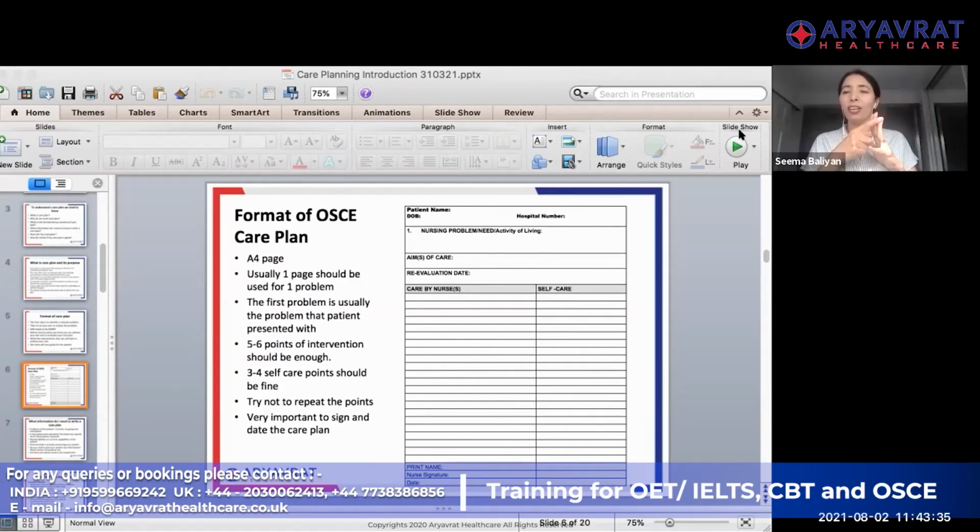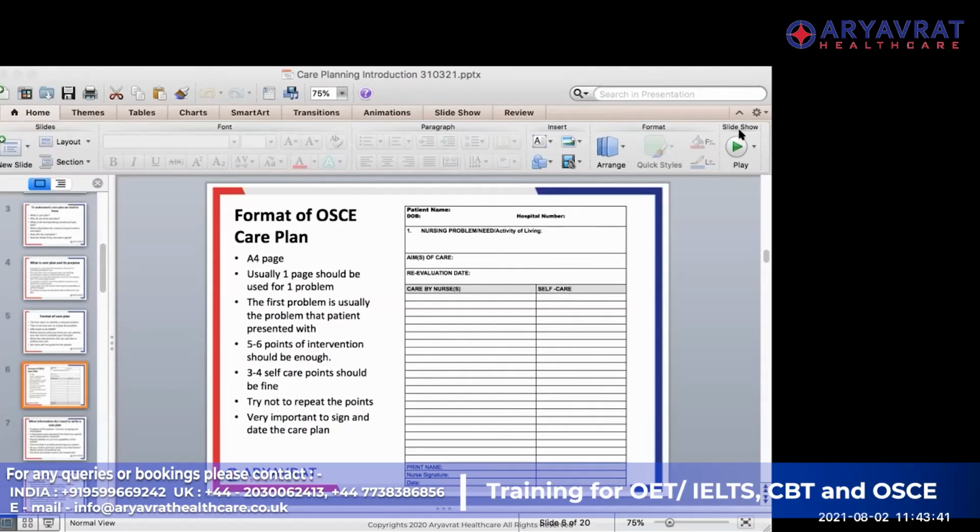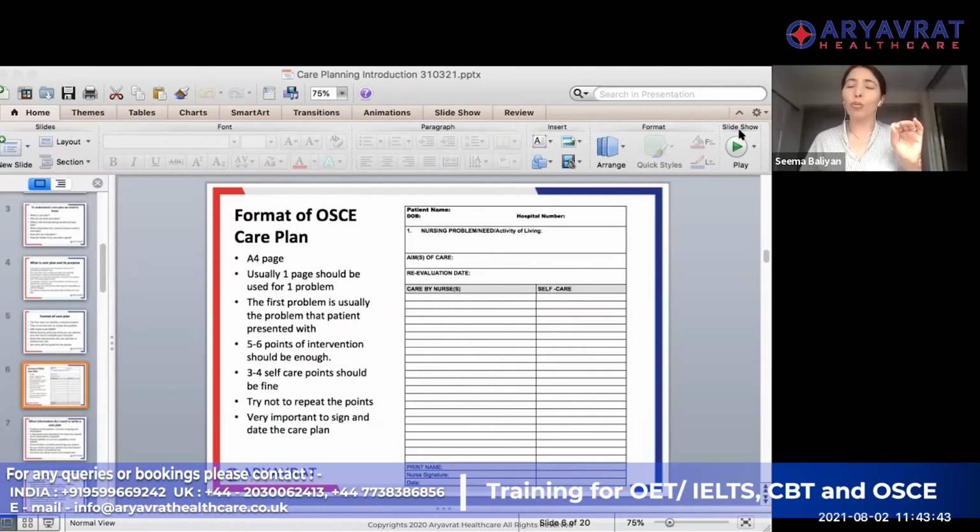R is for Realistic, and T is for Time bound. So your aim should be SMART, always a SMART aim. When we say that the patient's shortness of breath will get better, you are being specific, you are talking about the shortness of breath.